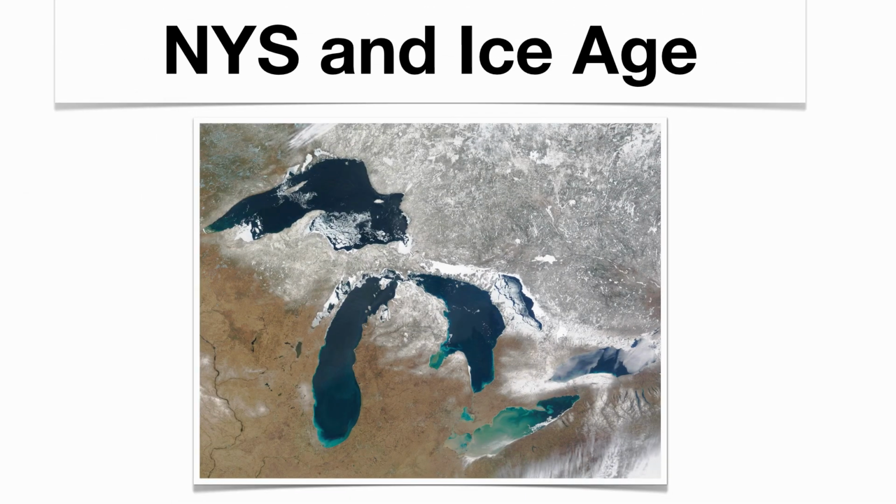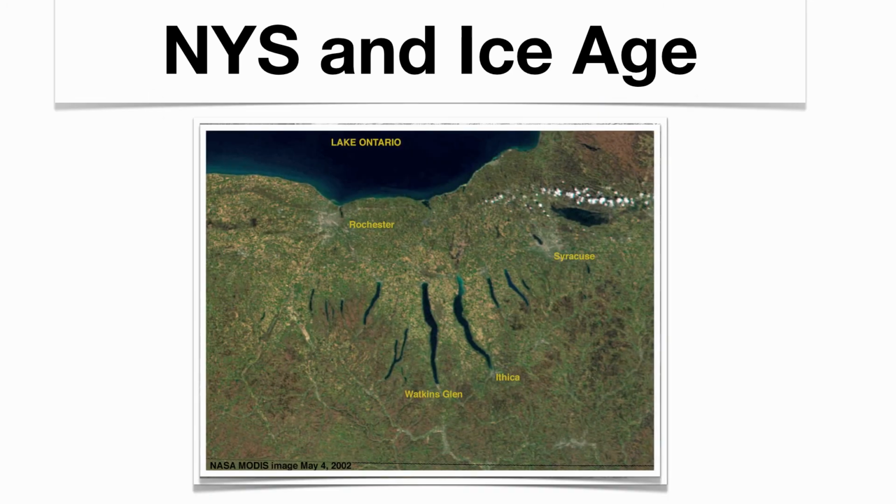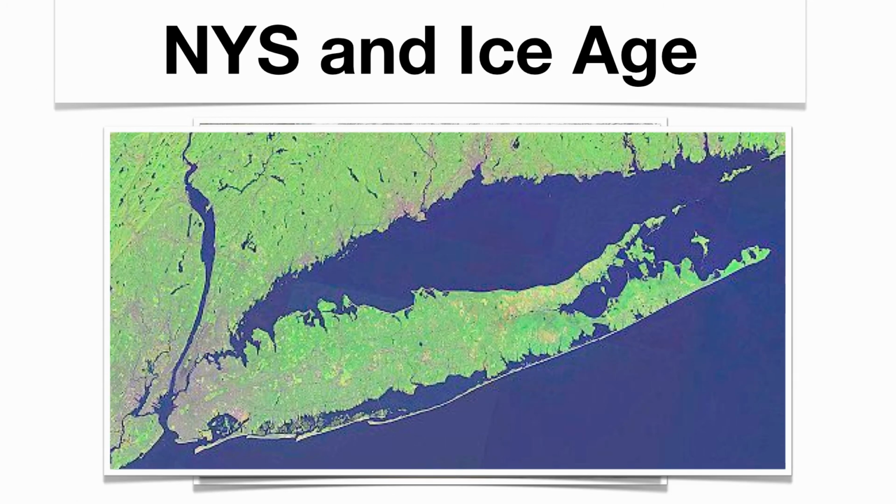So here's just an idea about some of the features. The Great Lakes, two of them border New York, that's Lake Ontario and Lake Erie. All of them are U-shaped in nature. The Finger Lakes, again, are U-shaped in nature. Long Island is partially unsorted material, such as a moraine. There's actually two moraines in Long Island, the Ronkonkoma moraine and the Harbor Hill moraine.